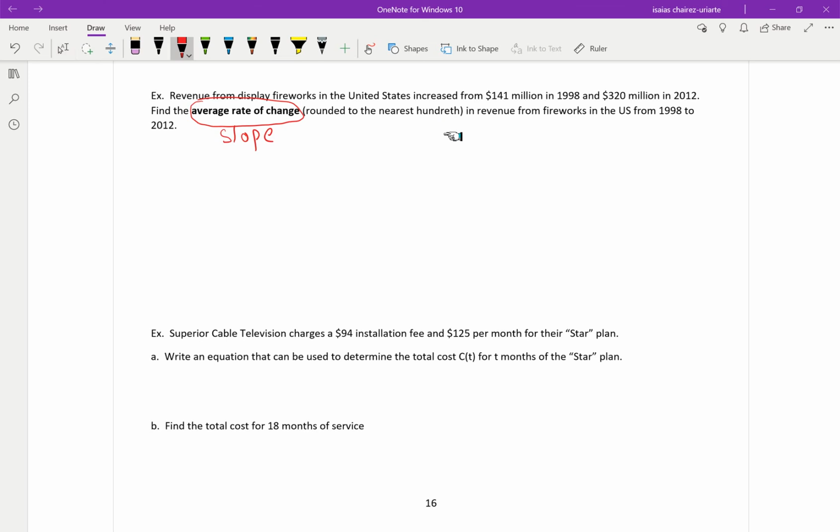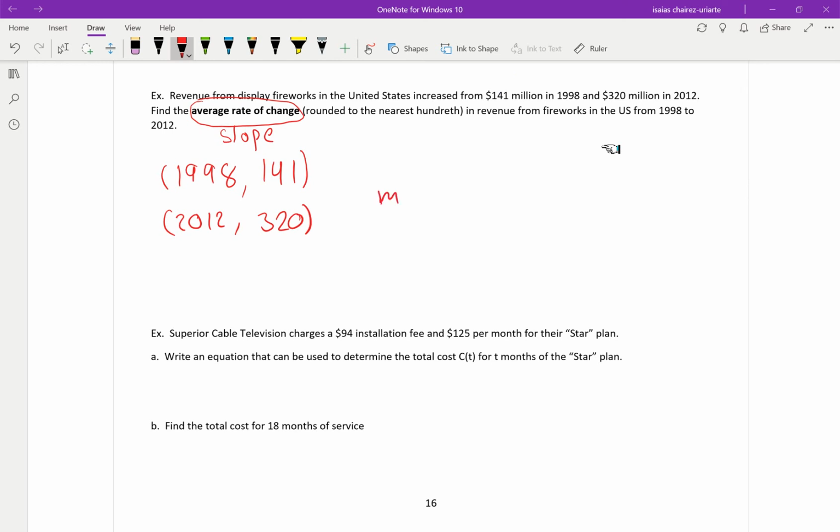So right now my points are the following. I have the point 1998, and then instead of writing a bunch of zeros, I would have to put 141 and then 6 zeros. I'm not gonna do that. I'm just gonna use 141 and agree that this 141 is actually counting millions. So I have that point, and then I have the point 2012, 320.